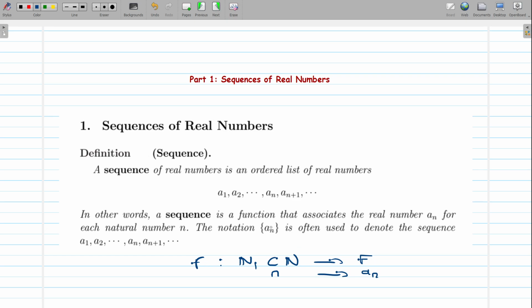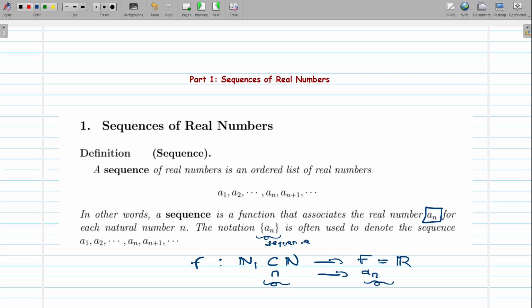Now here we're talking about a real valued sequence. What this F represents is either the complex numbers or the real numbers. Since we're talking about sequences of real numbers, this F is going to be equal to the set of real numbers. So this is a real number here, and this is some natural number in the set n1, which is a subset of the set of natural numbers. In terms of notation, a sub n is just any real number, but if we add the curly braces, it becomes a sequence. So this is what the definition is saying.